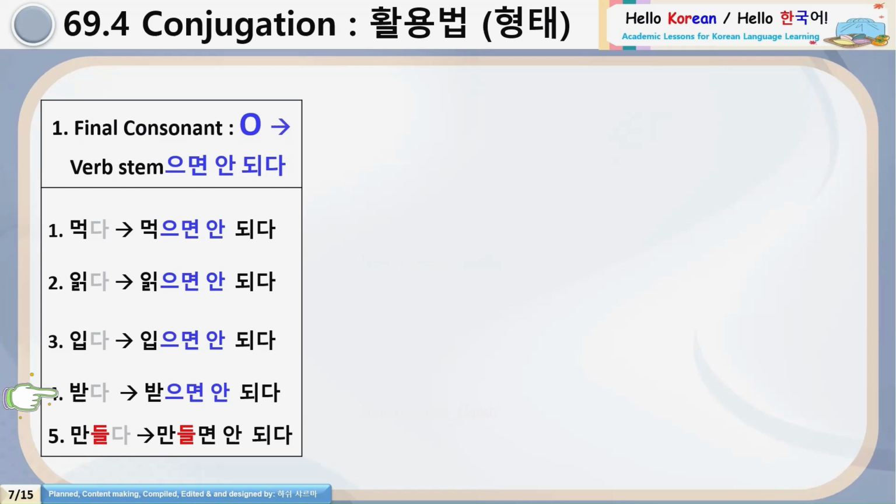And number 5, 만들다. Please be alert with the la pachim verbs. What will happen? What do we have to add? We have to add only myeon andweda. So number 5, mandalda will be mandalmyeon andweda. And this la pachim rule will be followed in all the words. Okay, can you tell me what will be salda? Salda will be salmyeon andweda. Phalda will be phalmyeon andweda. So in la pachim words, please be alert.